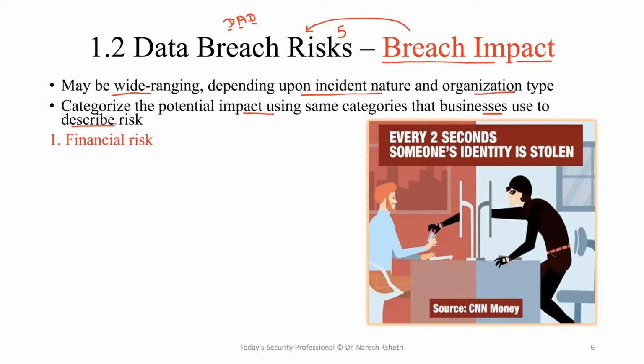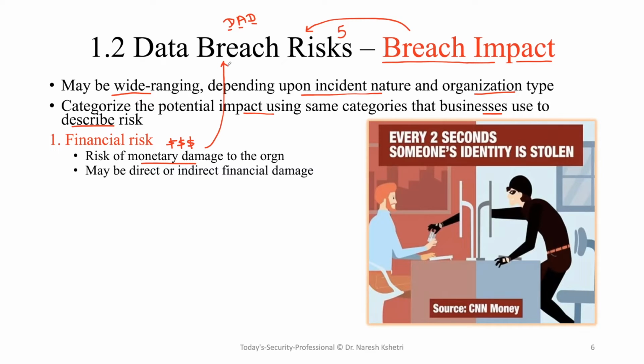We start with the first one, the financial risk. We normally say it is the risk directly related to monetary damage. As you already know, the organization can suffer damage of several dollars when the data is breached. Financial risk can be direct and indirect. Direct financial damage refers to damages, for example, rebuilding the cost of a data center after it is destroyed, or contracting experts for incident response and forensic analysis.